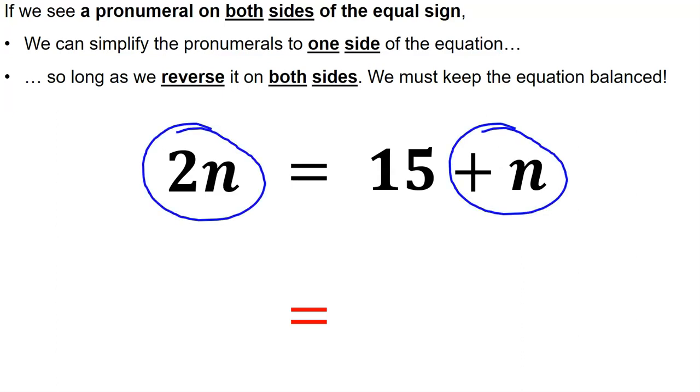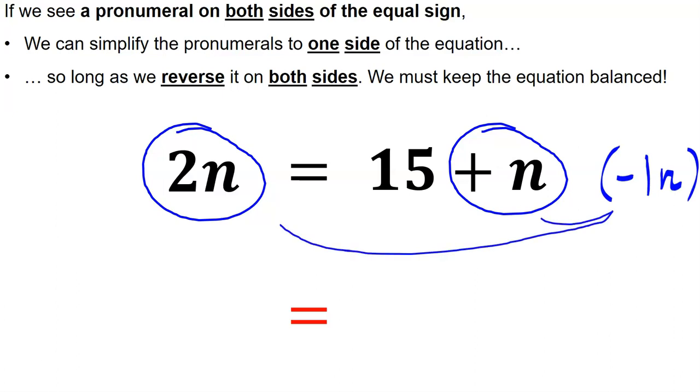For example, looking at the pronumeral amounts, if I remove one packet of Skittles from both sides, so long as I do it to left and to right, I keep the equation balanced. And then we have a solution for n.